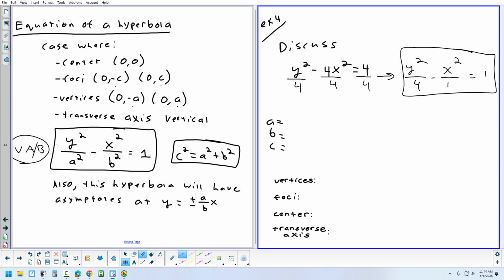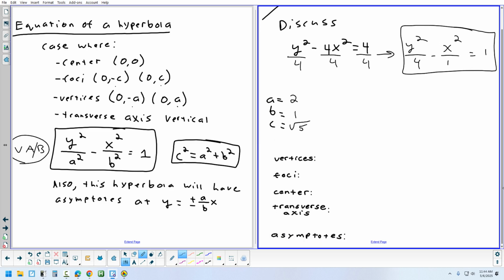All right, what's A in this case? Yep. 2. And B? Yep. 1. Root 1 is, yep, just 1. And C squared equals A squared plus B squared. What's the square root of 2 squared plus 1 squared? Yep. Root 5. Remember, we're adding them up. So after a while, finding the C is pretty quick once you have the A and the B. Okay, that's all we need.